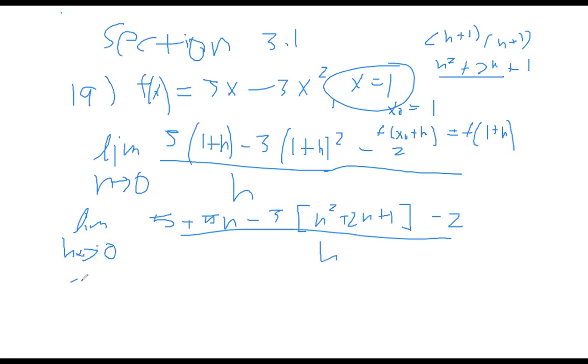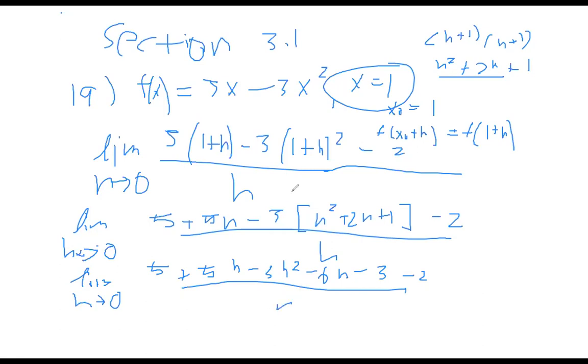Then we just simplify this. I could have skipped a step there, but that's fine. We get 5 plus 5h minus, so just distribute: 3h squared minus 6h minus 3 minus 2 over h. Is the minus 2 coming from where you solved the minus f of 1? Yes. So instead of writing all this out, you just solved for it. Now you just simplify.